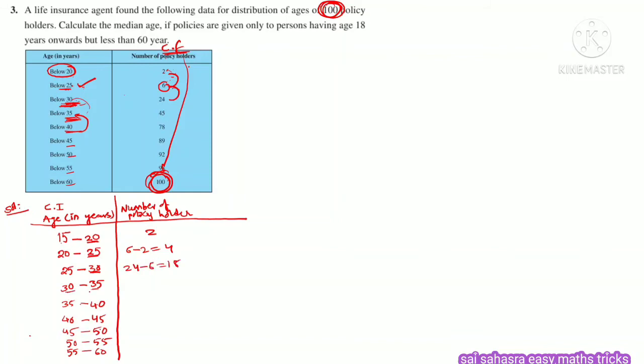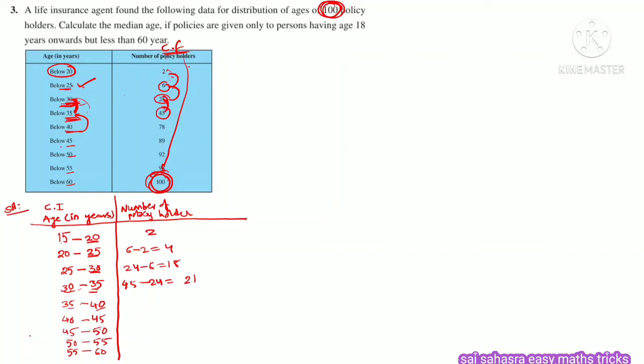Next 30 to 35 years. In this range only we want 30 to 35. Below 35 all members, 45, are there, but we don't want the below 30 people, how many are there, this 24. That is why these 24 people are to be subtracted. We need only 30 to 35, since below 35 means below 30 people also will come. So 45 minus 24: 5 minus 4 is 1, 4 minus 2 is 2.